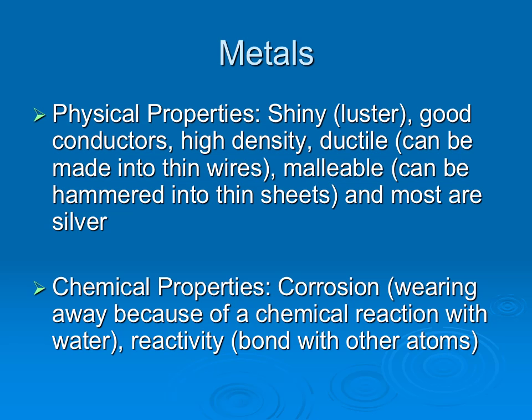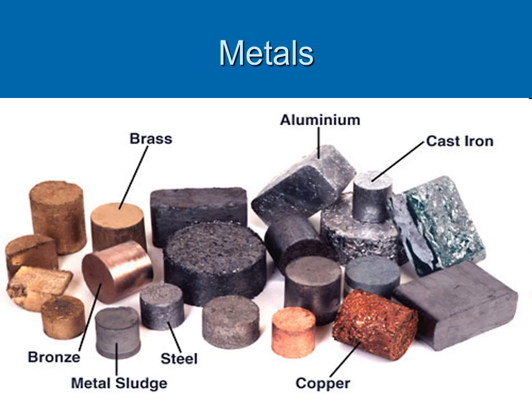So, some physical and chemical properties of metal. So we know metals are shiny, that means luster. They're good conductors, meaning electricity flows through them. They have high density, so they're very dense, they're heavy. They're ductile, which means they can be made into thin wires. They're malleable, which means they can be bent easily and hammered into thin sheets. And most of them are silvery. Chemical properties. Metals corrode, which means they wear away because of chemical reaction with water, and they're very reactive. They bond with other atoms. Here's some examples of some metals that you might be familiar with.